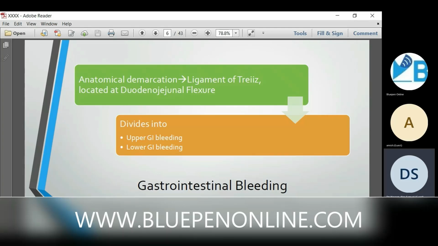So there's an anatomical demarcation, the ligament of Treves. It divides the GIT into two parts, upper GI and lower GI. And it's the ligament of Treves which is located at the duodenum. That's what I told you.